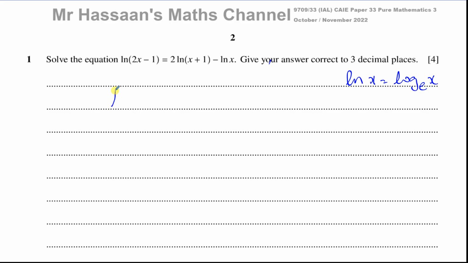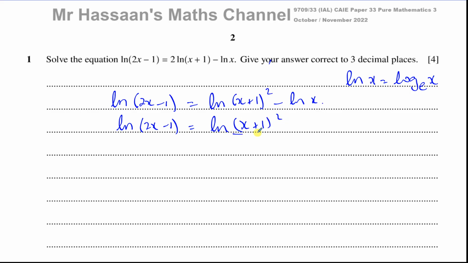So to solve this problem properly, we have the ln of 2x minus 1, I'll leave that for now, equals the ln of x plus 1 squared minus the ln of x. That's step 1. Now I'm going to combine these two together using the subtraction law. So this side stays as ln of 2x minus 1 equals, and now I've got the ln of x plus 1 squared over x. The ln of all of that. Okay, now we have the ln of something is equal to the ln of something, one term on each side. Now I can say 2x minus 1 is equal to x plus 1 squared over x.